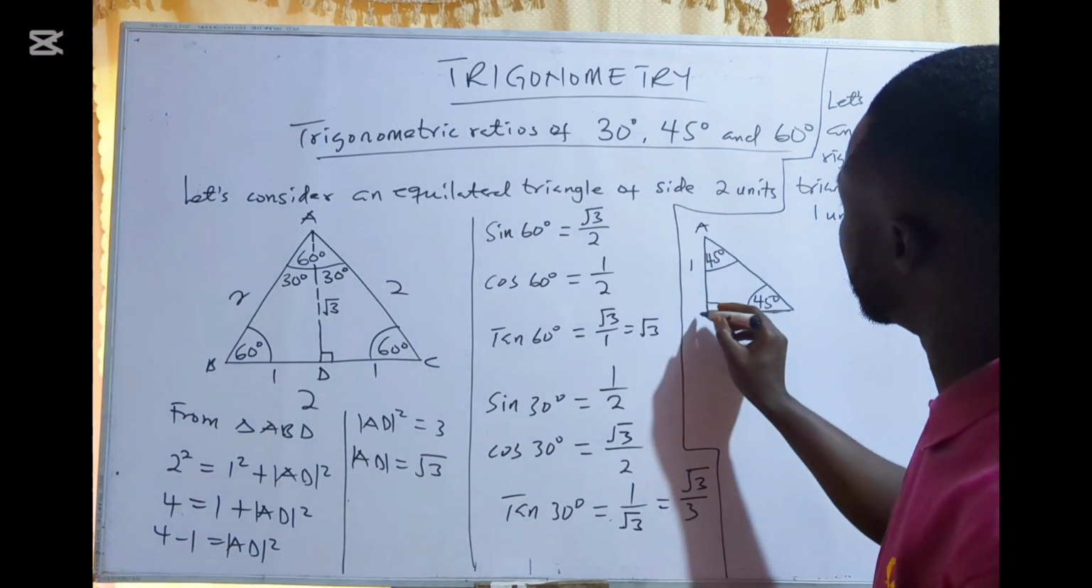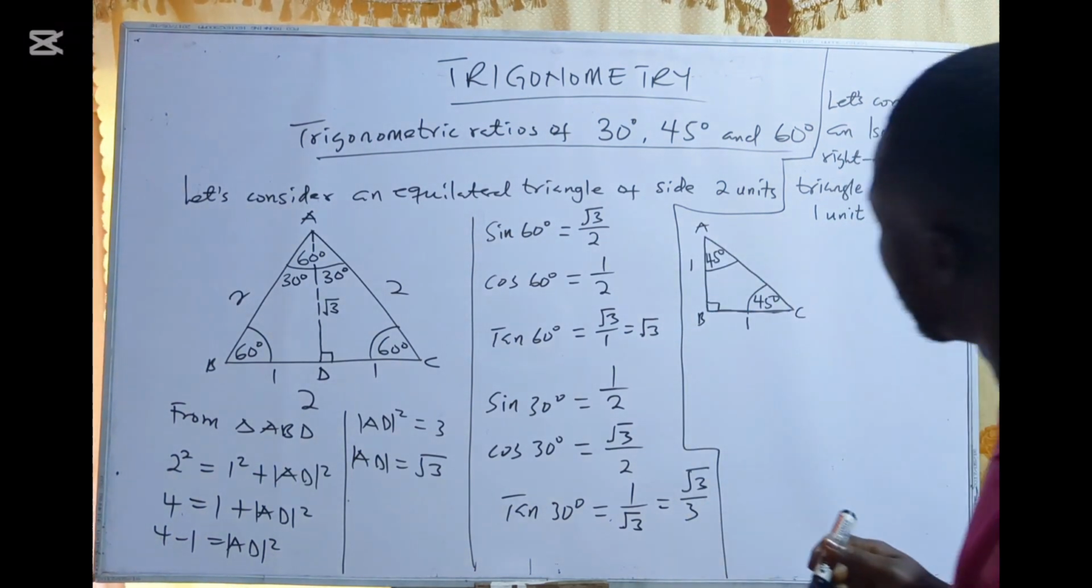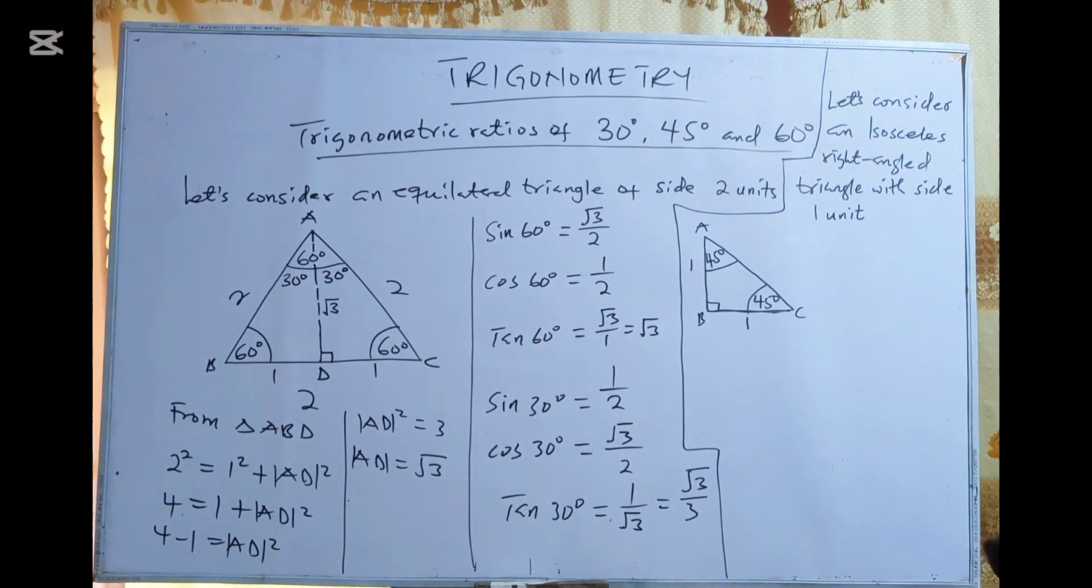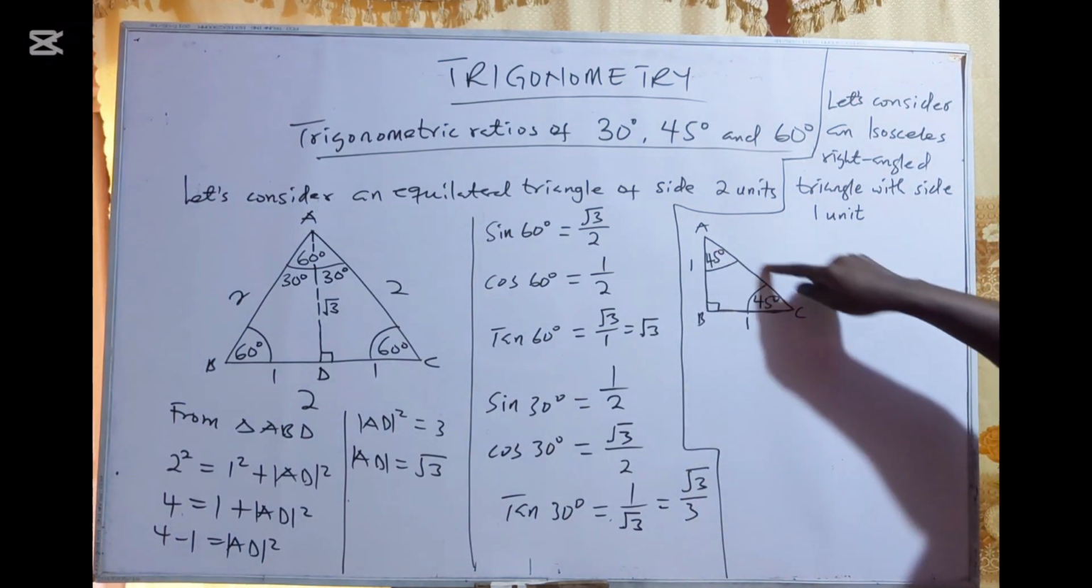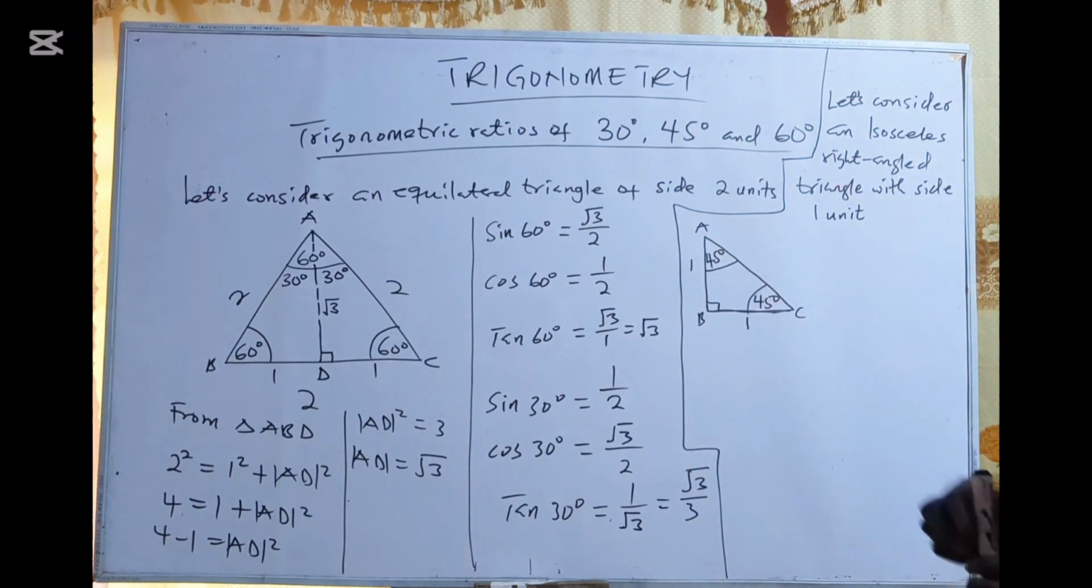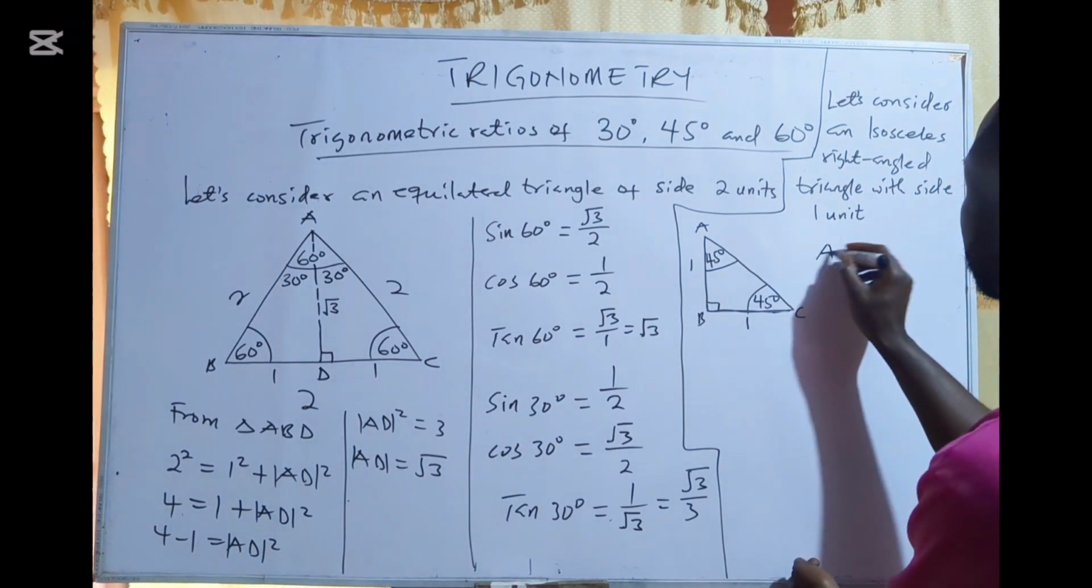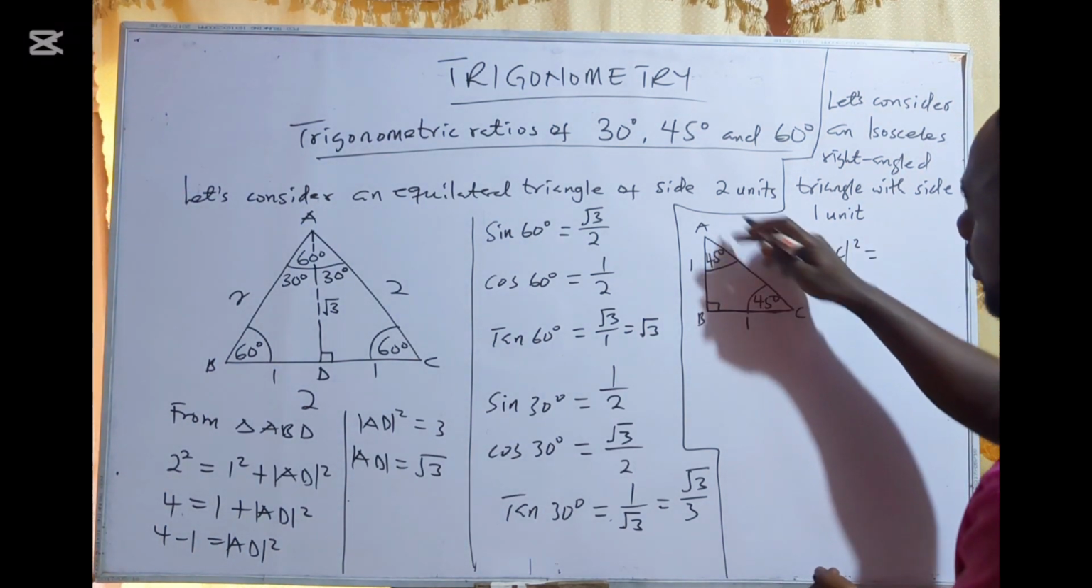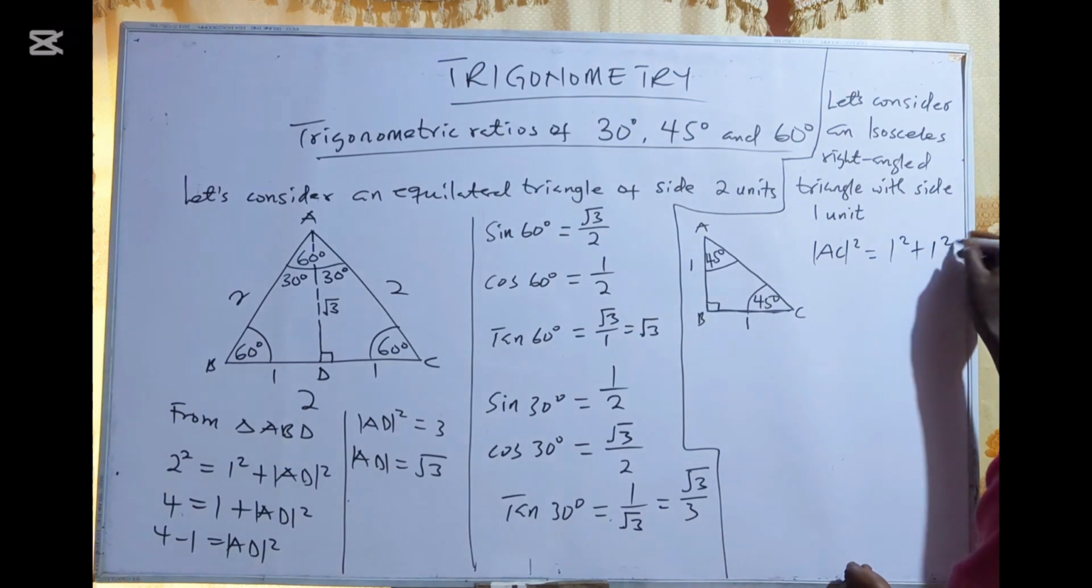Okay, so let me say my A, B, and C. Here is 1, here is 1. Alright, that is the two equal sides. And this side, we don't know. So we are going to do the Pythagoras theorem. So we can say that AC square, this is the hypotenuse, is 1 square plus 1 square.